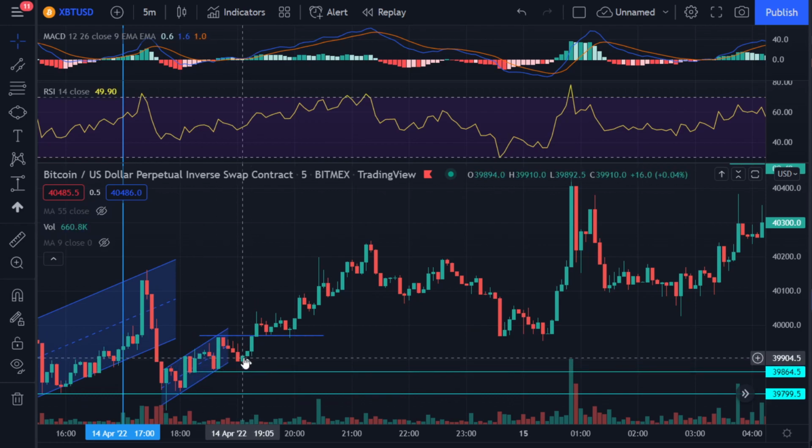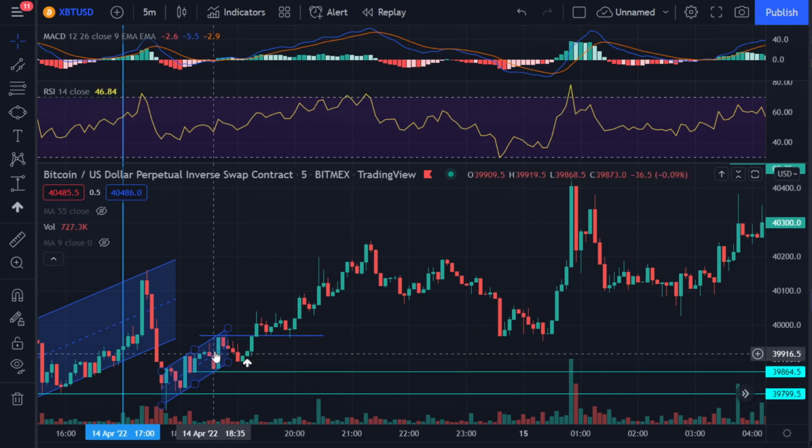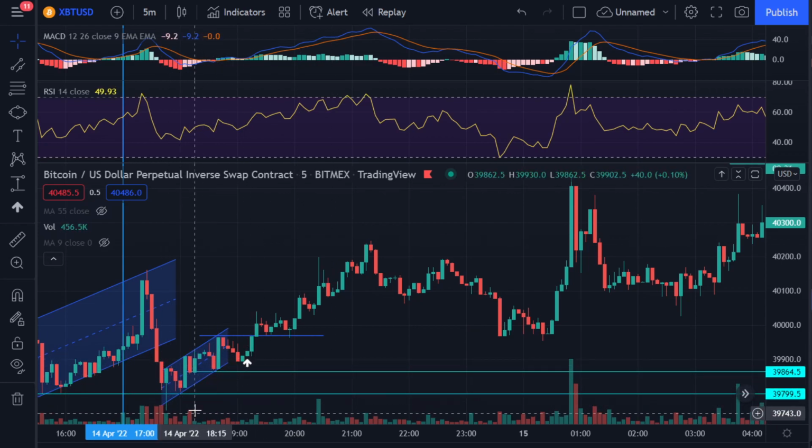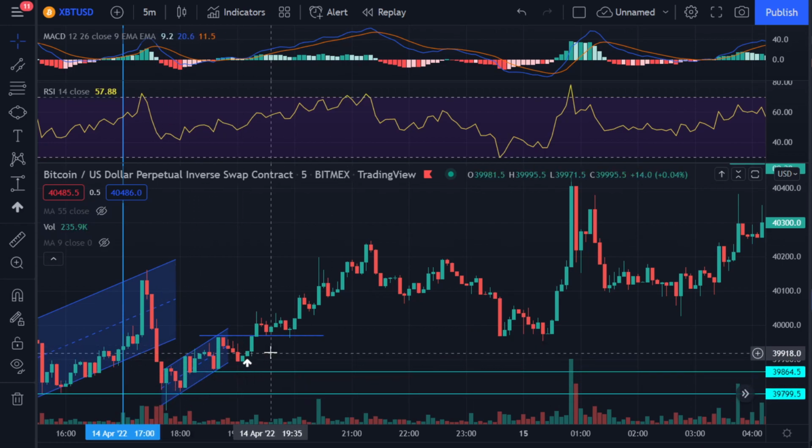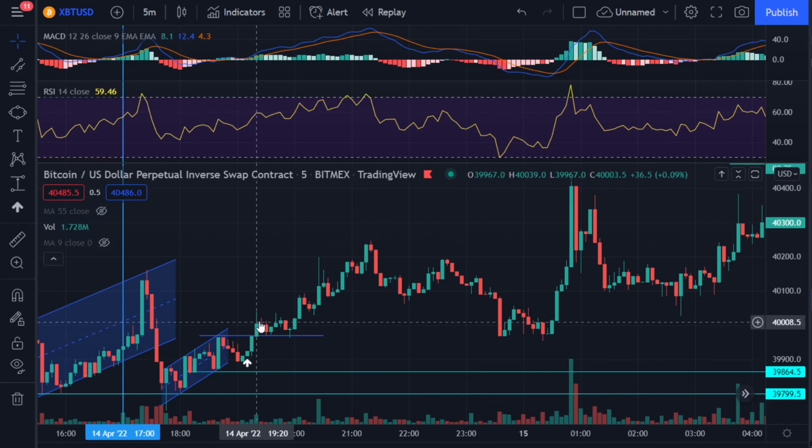So I think it's somewhat reasonable to take a long here, and you can put a stop underneath this level, or maybe underneath this level, or the low of the day. Any of these would have been fine. None of them actually get touched ever again throughout the day. This is the only level that ever gets touched again.